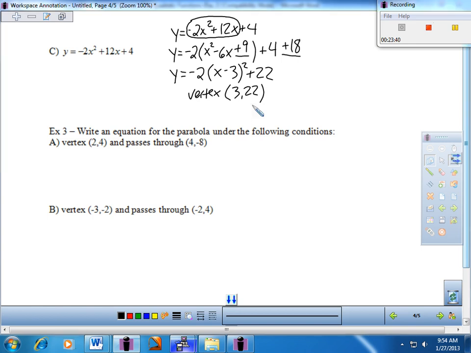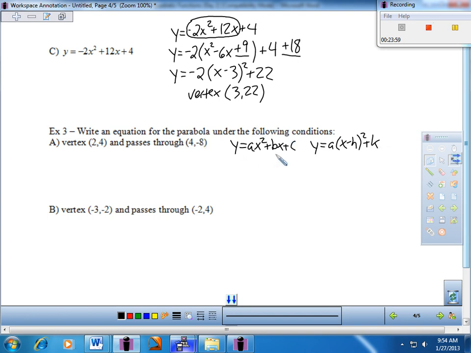So here we go. Example 3, write an equation for the parabola under the following conditions. Vertex is this, and passes through this right here. Now, don't write anything on your paper, but we have two forms of a quadratic function to model a parabola. This and this. With this information, the question is which form would be better? I have a vertex at (2, 4), and it goes through (4, -8).